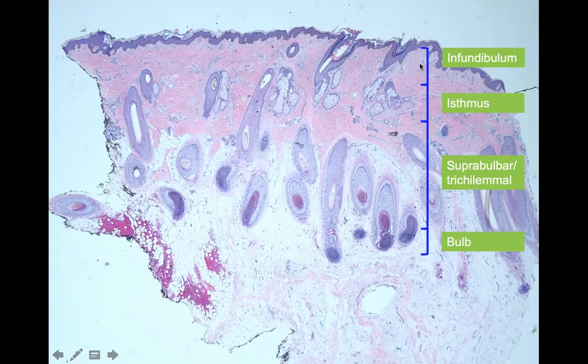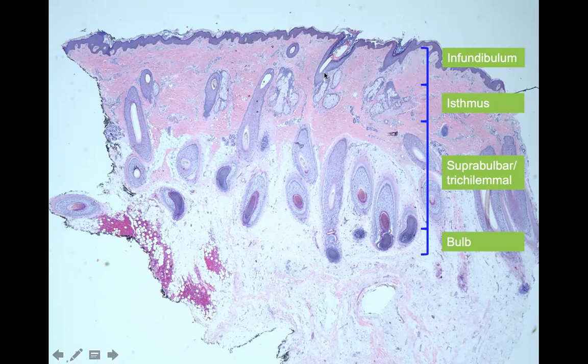So the infundibulum is the portion of the hair follicle where the epithelium is the same as the epithelium in the epidermis. So when you have an infundibular cyst, you'll have a granular layer and basket weave keratin similar to how you have it in the epidermis. It extends down to about the point where the sebaceous glands insert into the follicle. So this upper portion is the infundibulum.